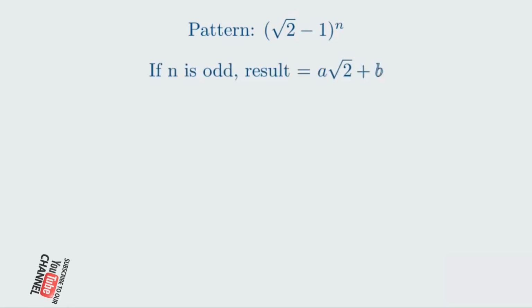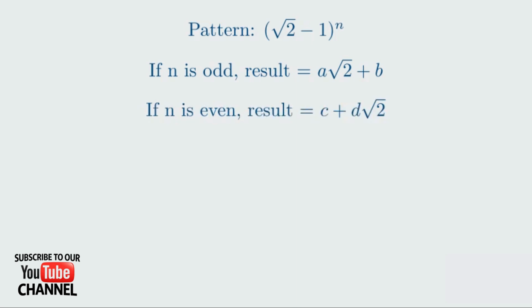When the exponent is odd, the result is of the form a times square root of 2 plus b. When the exponent is even, the result is a whole number c plus d times square root of 2. This is a very important observation. Since we need to calculate this expression raised to the 10th power, and 10 is an even number, we can predict our final answer will be a whole number plus or minus something with square root of 2 in it.